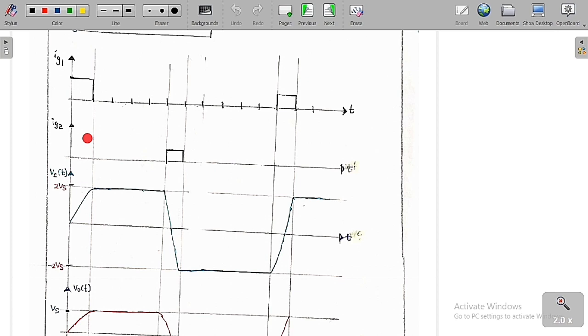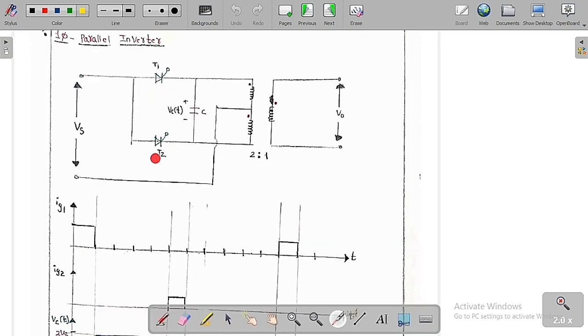Whenever there is plus Vs here, there is also plus Vs there, so the capacitor voltage will be 2 Vs. Therefore it will go up to 2 Vs, which means the capacitor is going to charge to plus 2 Vs. But the output voltage will be half of the input voltage. The input voltage is the capacitor voltage, so half of the capacitor voltage will be just Vs. You can see clearly when T1 is on and T2 is off, this overall voltage is going to be applied across this dot.